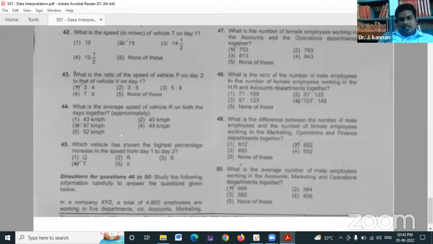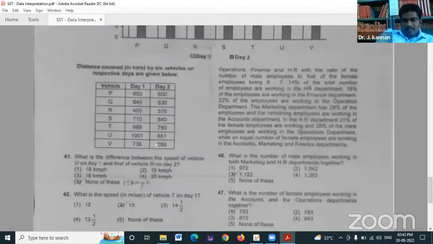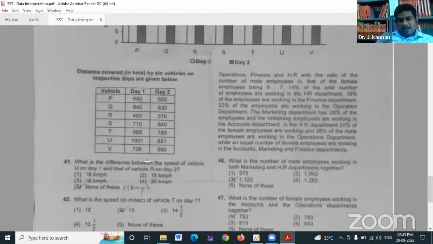Which vehicle has shown the highest percentage increase in speed from day 1 to day 2? Just observing from day 1 to day 2, the first is 650 and 600, so the distance is decreased, not increased. Among the others, we have to find for R and T.